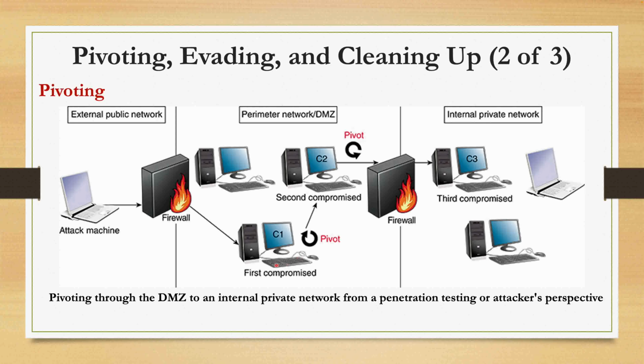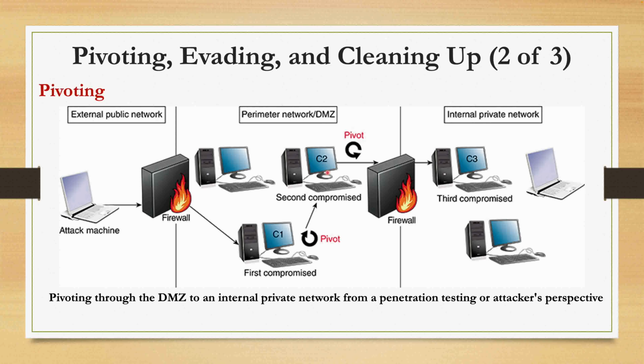Now, the first machine, C1 here, has been compromised. So the attacker will use it as the initial pivot point for further attacks. Of course, the attacker will use tools like proxy chain or SSH tunneling to route the traffic through C1 to reach additional systems within the DMZ. Now you could see right now from C1 they reach C2.